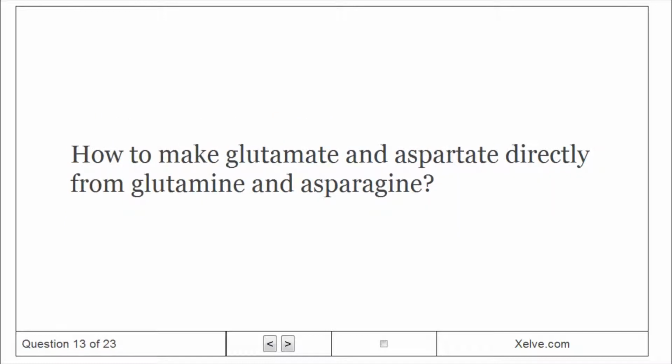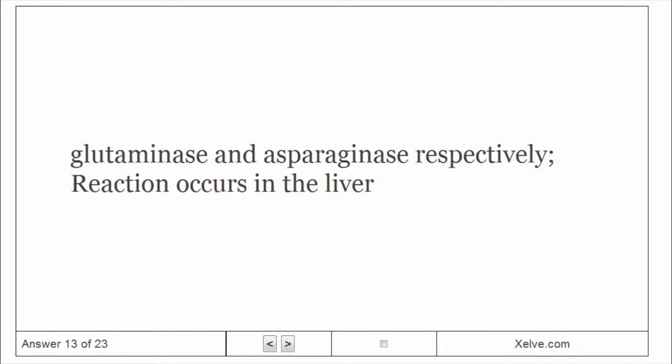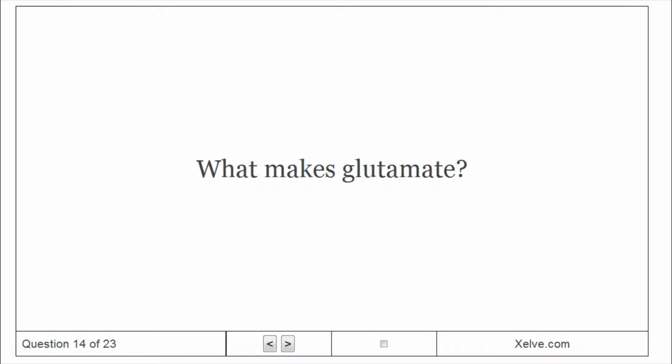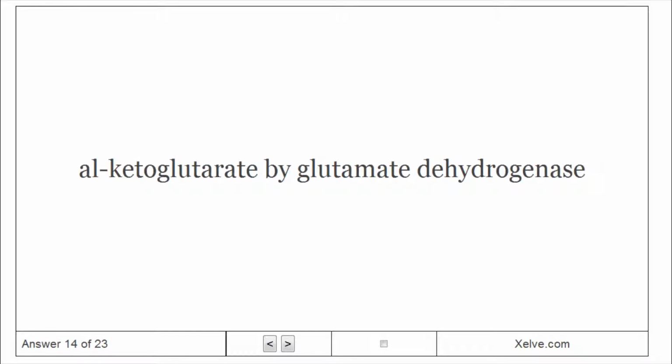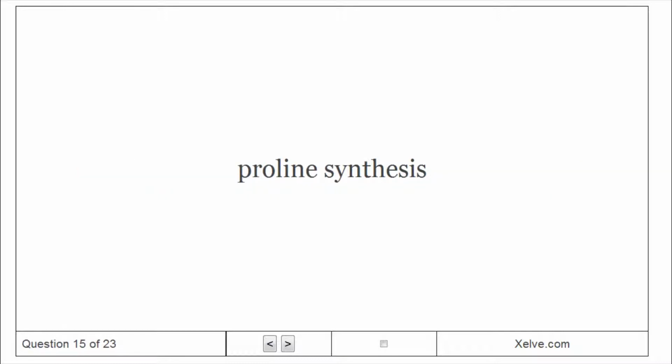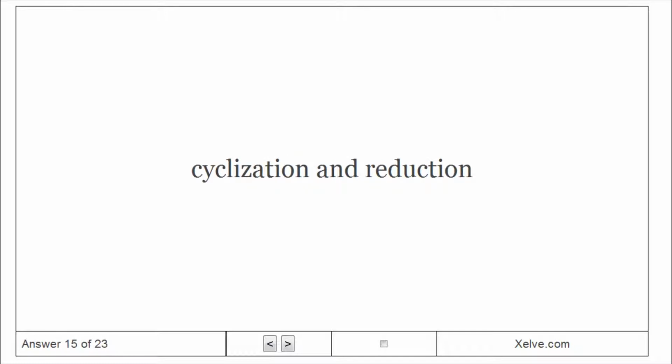How to make glutamate and aspartate directly from glutamine and asparagine: glutaminase and asparaginase respectively. The reaction occurs in the liver. What makes glutamate? Alpha-ketoglutarate by glutamate dehydrogenase. Proline synthesis: cyclization and reduction.